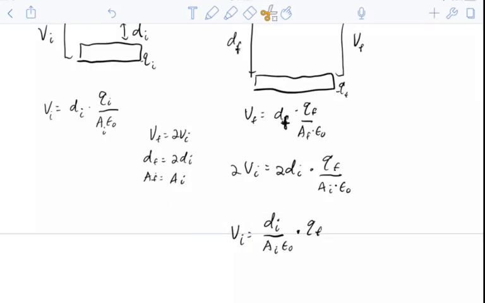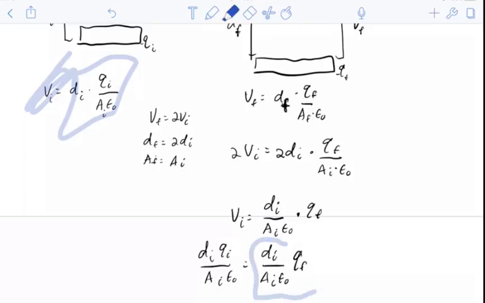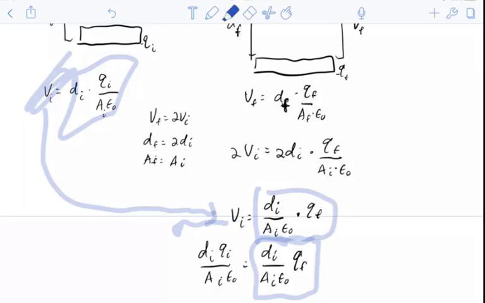And now you're going to compare it with your original equation. We want to compare Q initial, so d initial Q initial over A initial epsilon naught is equal to d initial over A initial epsilon naught Q final. This side of the equation is this, and then this side of the equation I just replaced for the V initial. Okay. And then you play a canceling game and you see Q initial is equal to Q final, which is really fun, right?